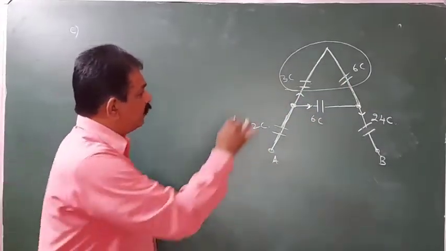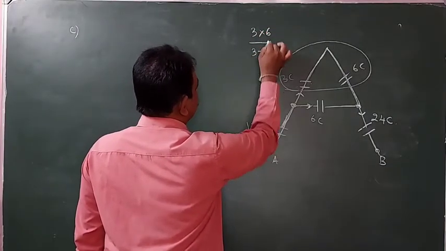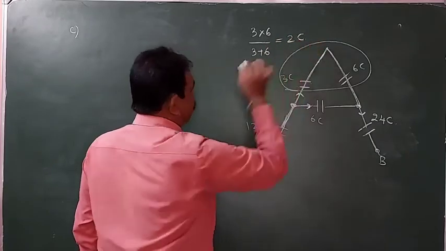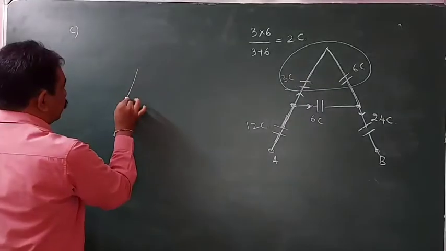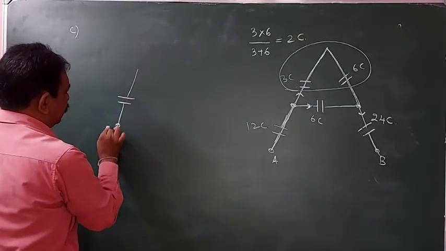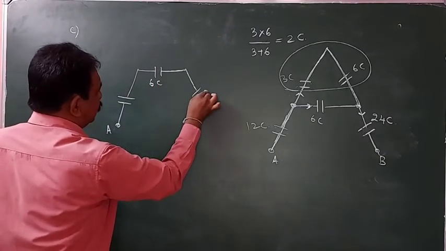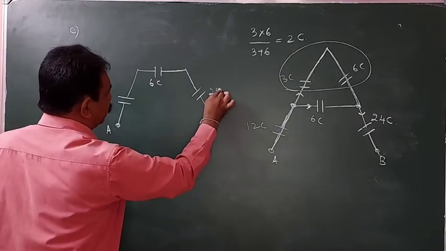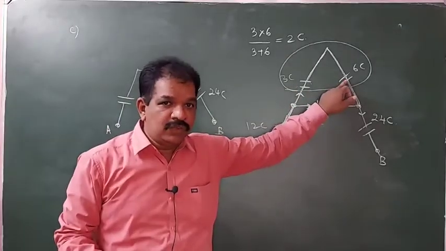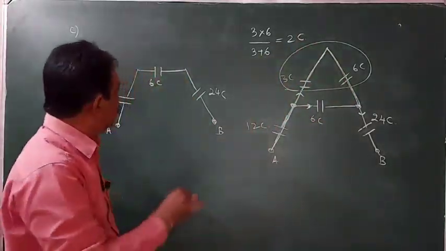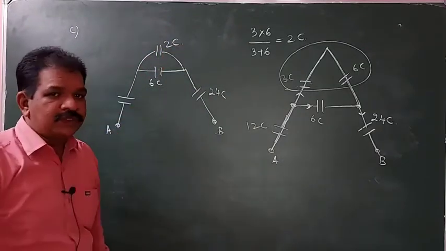What is the effective capacitance of those two? 3 into 6 by 3 plus 6. 18 by 9 will be 2C. So if we redraw the circuit, how will it be? Here A, here it will be 6C, here it will be 24C, here B is there. By removing these two capacitors, we can replace them with a single capacitor having capacity 2C.